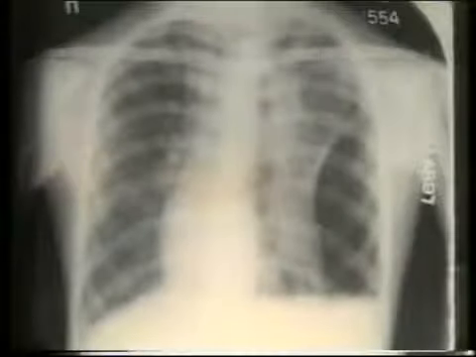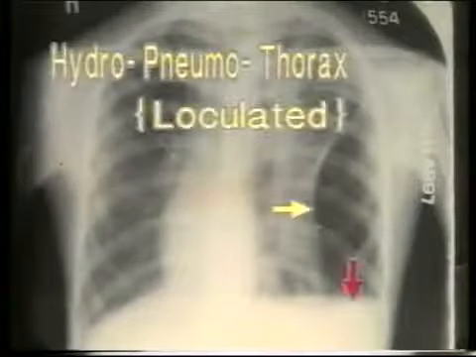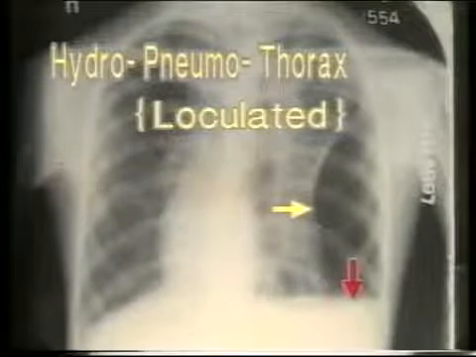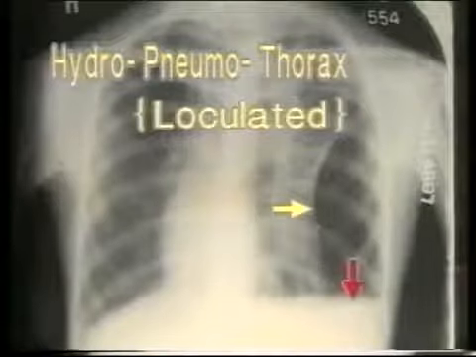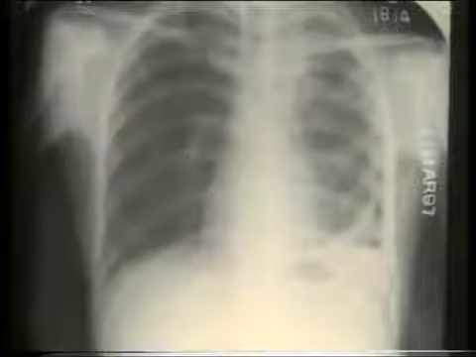Compare it with this X-ray of loculated hydropneumothorax. Note the lung border shown by the yellow arrow which is not fibrosed. On aspiration, clear fluid and air were aspirated. And in the next X-ray, you will see that the lung has expanded well with only a thin rim of air and a small amount of fluid at the bottom.